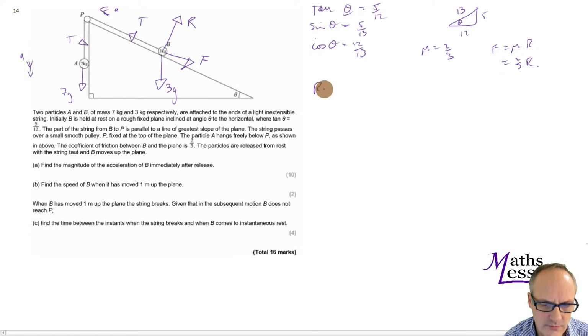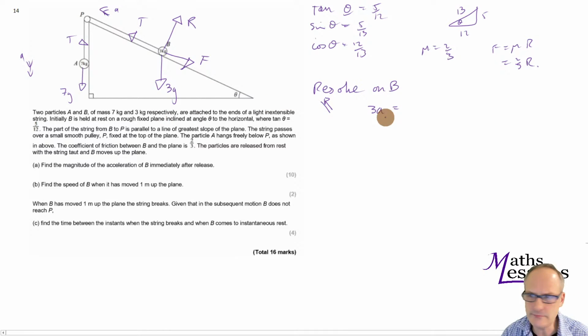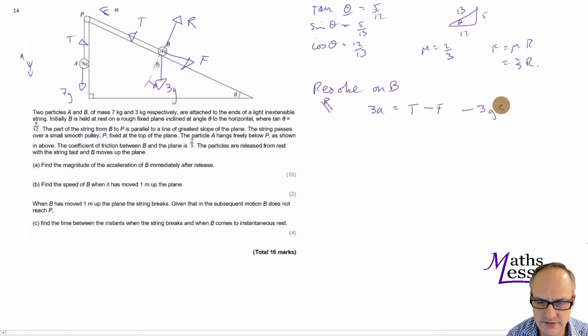So if we resolve on B to start with, what we're going to do is resolve parallel to the plane. And from that, we can see that we've got the mass times the acceleration, the resultant force. So we're going to have 3A, because the mass is 3, equal to the tension minus the friction and minus this component of 3G, which is going to be acting that way. So that's going to be the sine theta component. So we've got tension minus friction minus 3G sine theta.